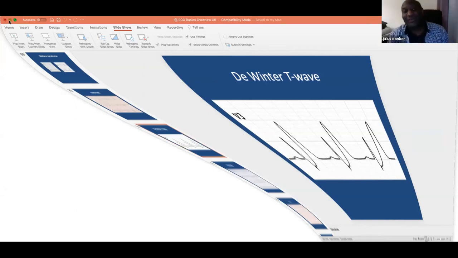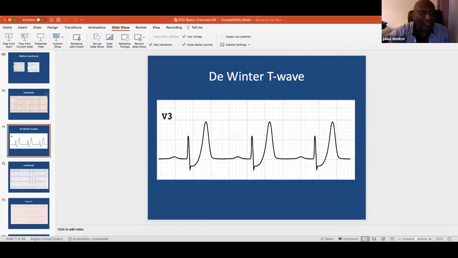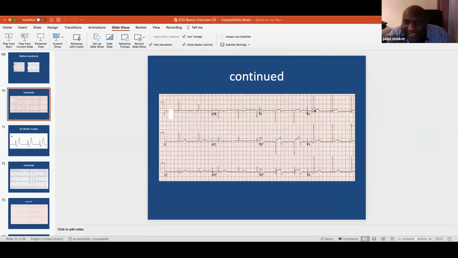Anyway, I'll do a presentation on it. For benign early repolarization, you're looking at characteristics like the J point. The J point is this bit here, just after the QRS, where the cursor is at the moment. That marks the end of depolarization and the onset of repolarization. You might have a notch. The J point is pronounced, for instance, in benign early repolarization or in hypothermia.